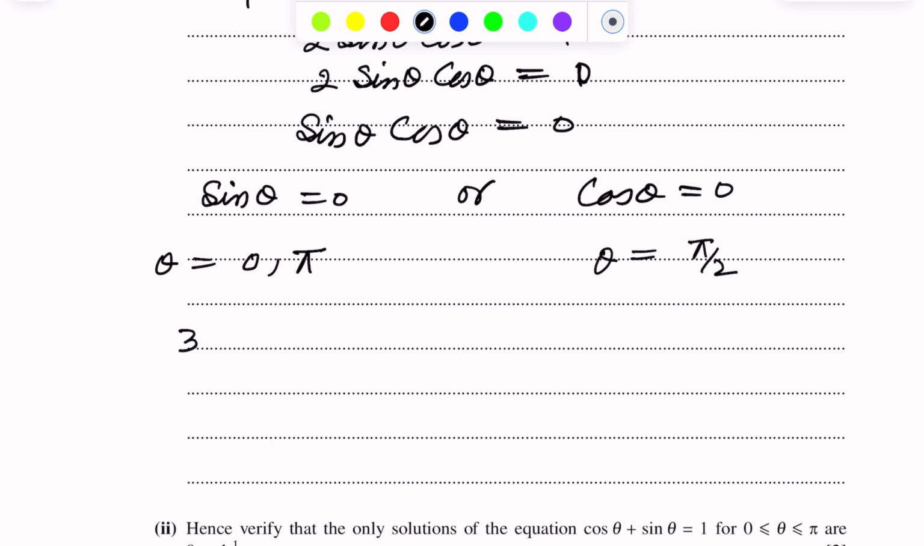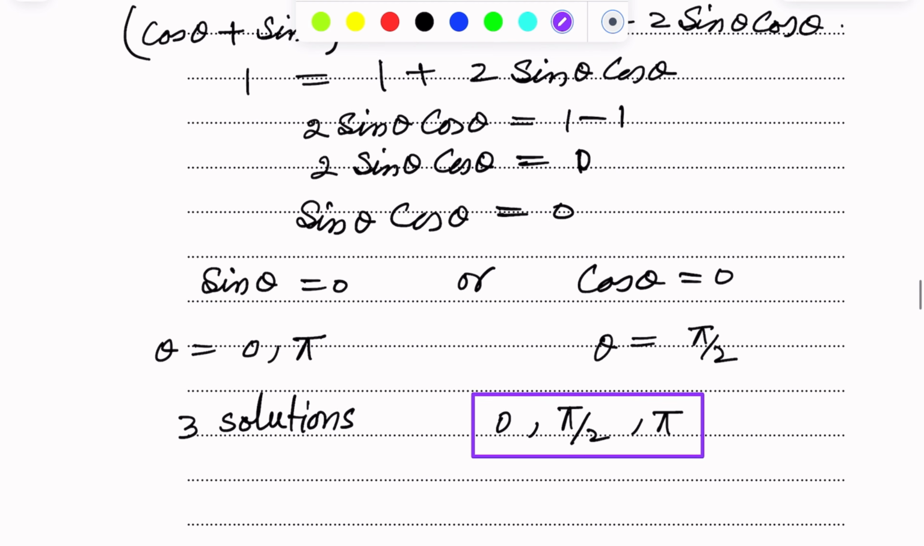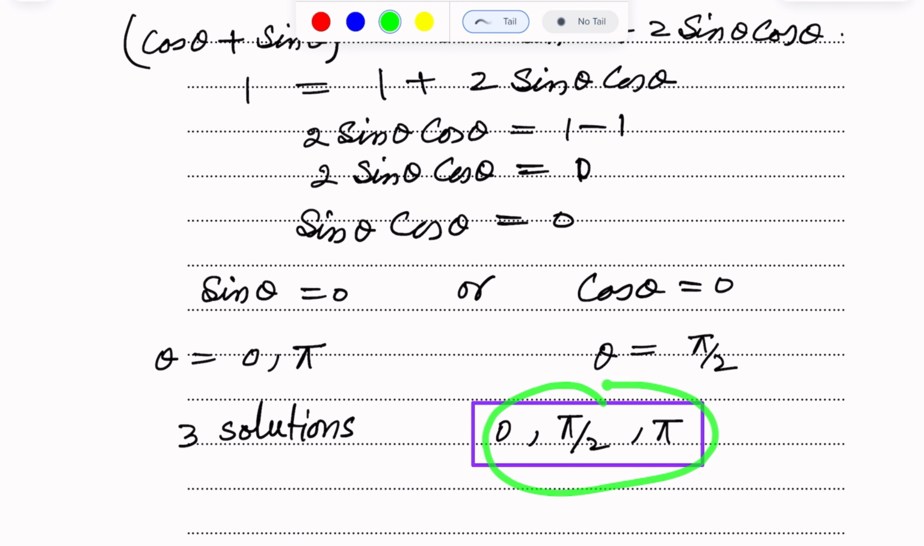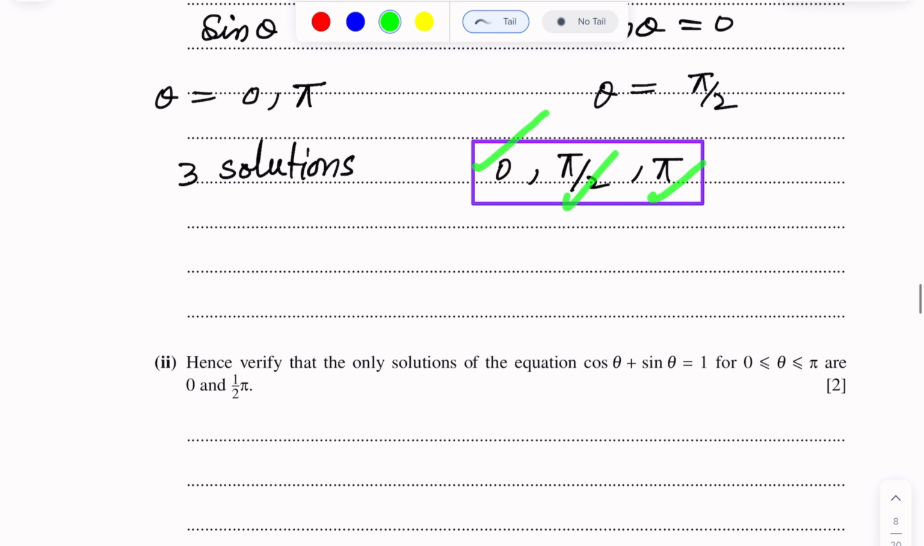There are three solutions of this equation, 0, pi by 2 and pi. This is the answer. These three solutions are the solutions of this equation, (cos theta plus sin theta) whole square is equal to 1.